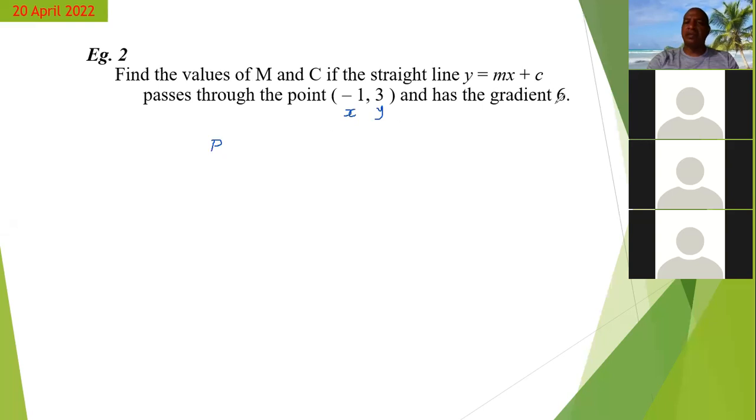So you're going to just substitute, and you know the gradient, which is m. So put m equals 6, x equal -1, and y equal to 3 in the general form, in y equal mx plus c. And then now you would calculate what c is.